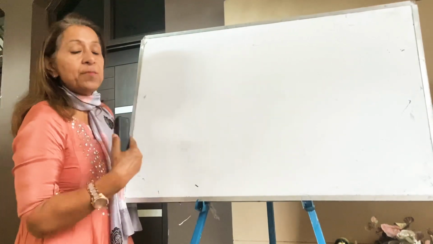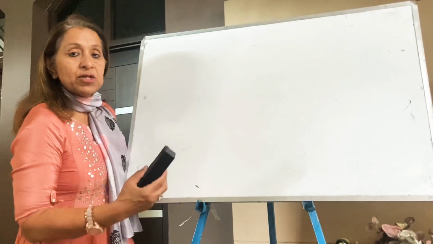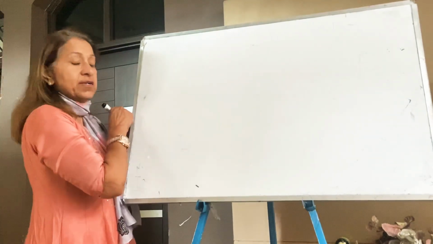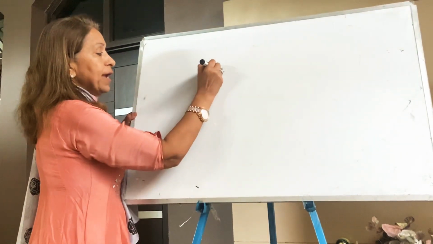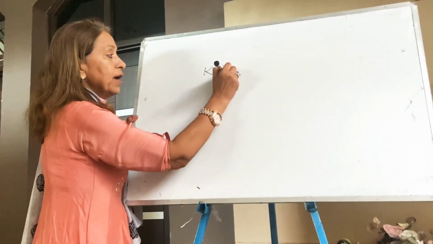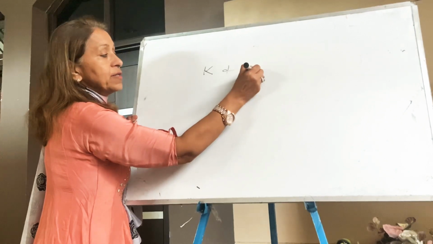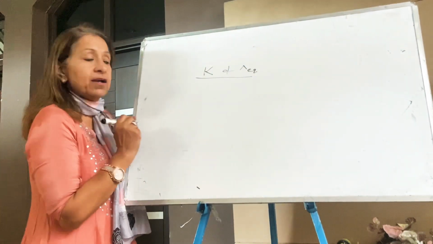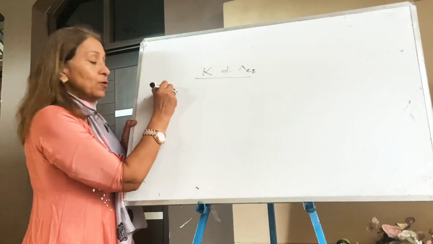Now write down a very important topic, a relation between specific conductance and equivalent conductance. Write down the relation between K, specific conductance or conductivity, and equivalent conductance. There are 3 paragraphs I will take. Write down along with me, slowly.